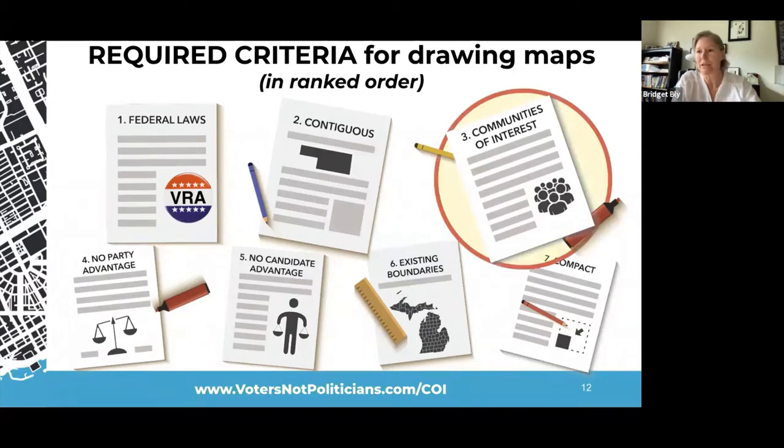So the Michigan Constitution specifies that the Redistricting Commission hold hearings and take what communities of interest say into account when redistricting Michigan. So this gives communities of interest a great opportunity to impact that redistricting process that they never had before.